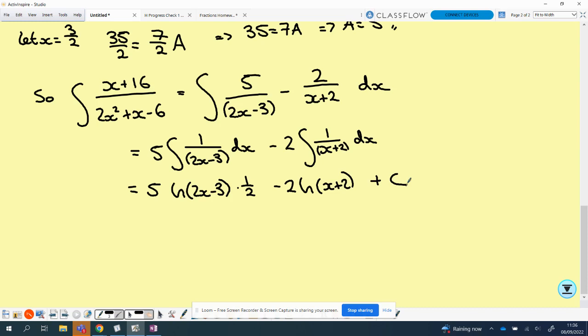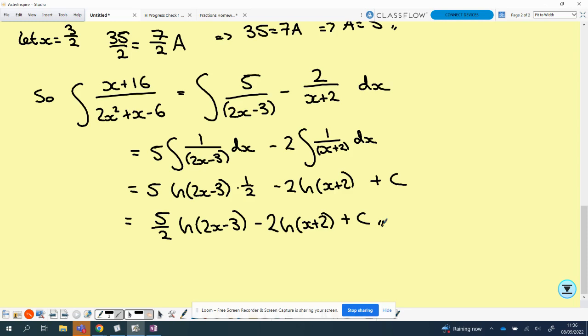Tidy up what you can. Half times 5, so you get 5 over 2 log 2x minus 3 minus 2 log x plus 2 plus c. Are we okay with that second example, how partial fractions do it? It allows you to integrate a function that originally you cannot, just by splitting it up.